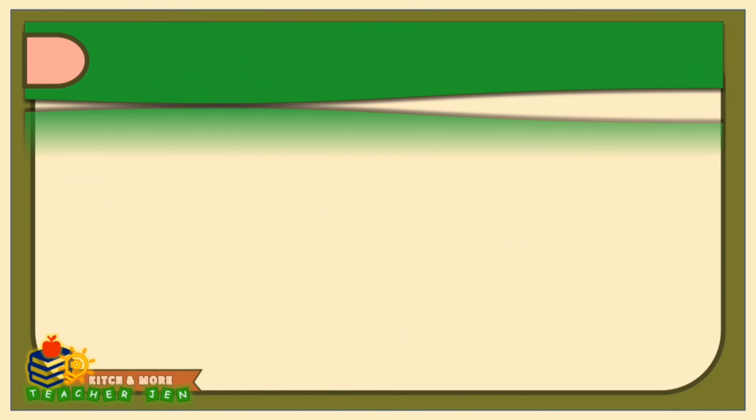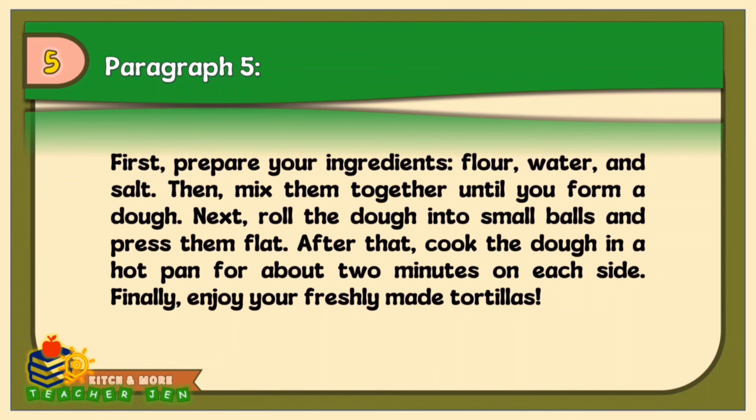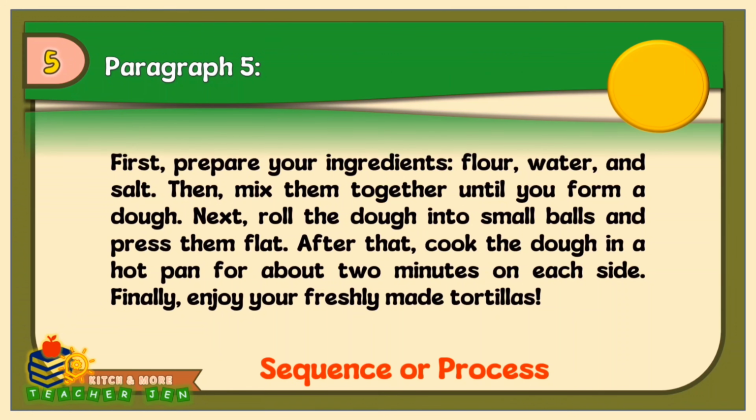Last number 5. First, prepare your ingredients: flour, water, and salt. Then, mix them together until you form a dough. Next, roll the dough into small balls and press them flat. After that, cook the dough in a hot pan for about 2 minutes on each side. Finally, enjoy your freshly made tortillas. The correct answer is sequence or process.